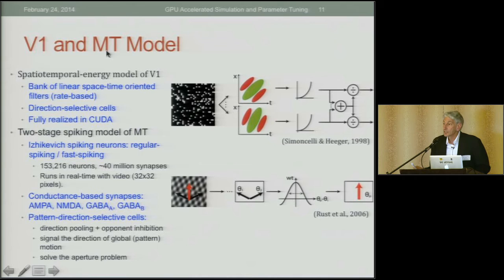We used conductance space, so we actually model the synaptic ion channels, which is important. There's a lot of integration and fast and slow currents coming through that are important for the computation, so we wanted to make sure we model that. Then we have 2 types of cells. We have the component cells in MT that are responding to the components of the motion, and then, based on some data from Rust's group, we have pooling over those, a bunch of cells that are picking up the pattern of motion.